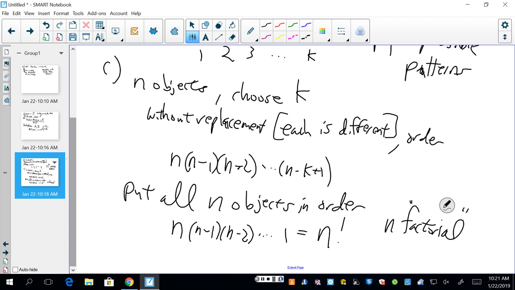So we have shorthand for that. If you have a group of 6 individuals, you're going to put them in a line, and it would be 6 factorial as the number of ways of putting them in a line.